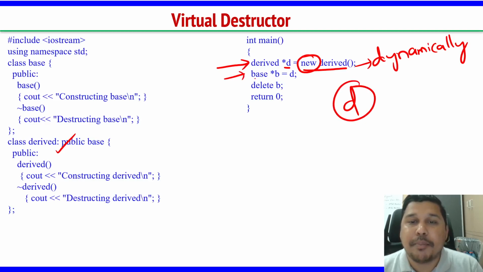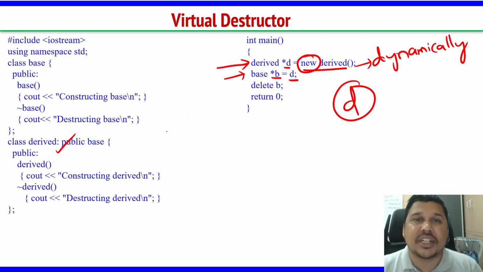Now you see, Base class star b equal to d. So what I am trying to do is assign this derived class object to the base class pointer. So what will happen?